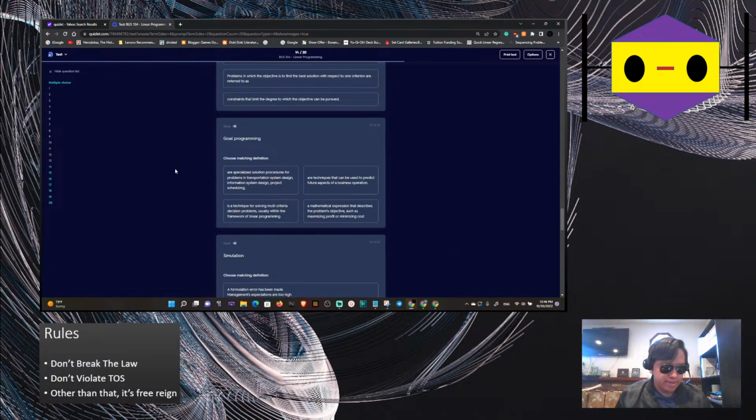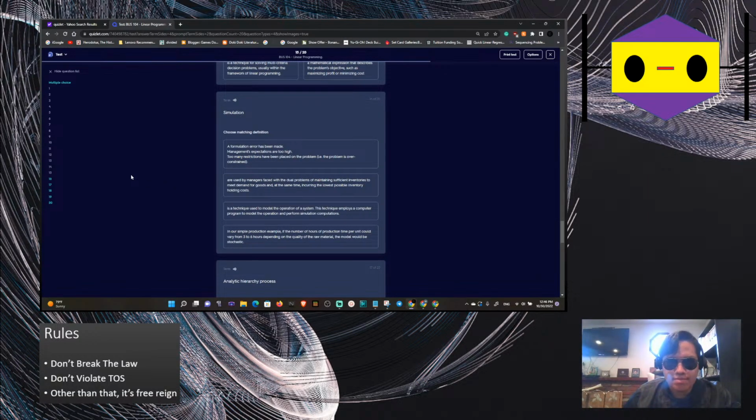Goal programming. What is goal programming? Either A or B. Let me see. A or B? Yeah, I'll go with A personally. Okay. Simulation. I'm going to go with C. It's a technique used to model the operation of a system. This technique employs a computer program to model the operation and perform simulation computations. Good? Good.